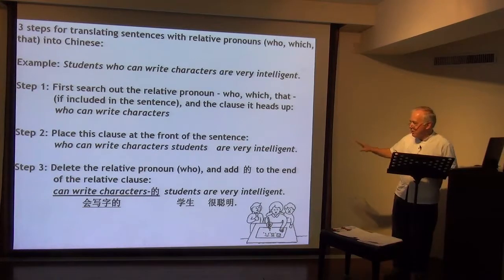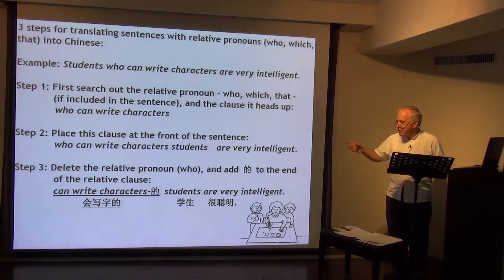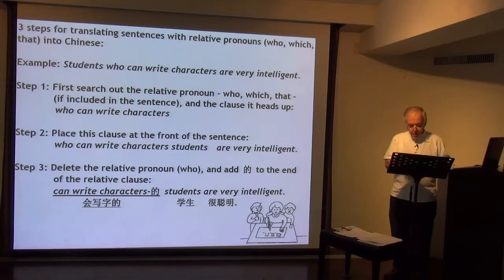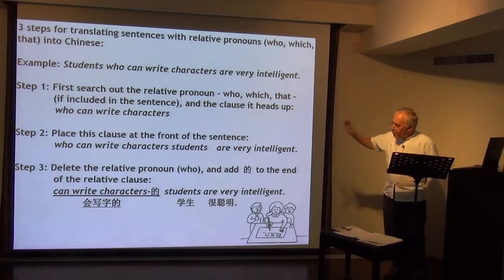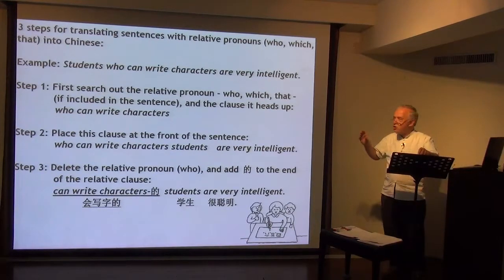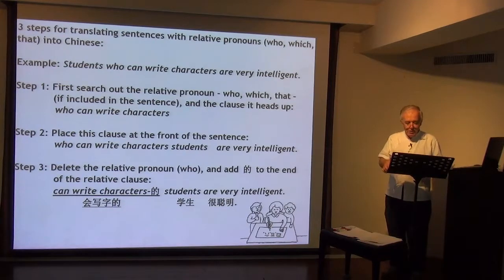Then finally, delete the relative pronoun who, because Chinese doesn't have relative pronouns like English does, and add de to the end of the relative clause. Can write characters de students are very intelligent. 会写字的学生都很聪明. So that will often help students, if they stick with these 3 steps, understand how to change a sentence with a relative clause in English to one that's in Chinese.